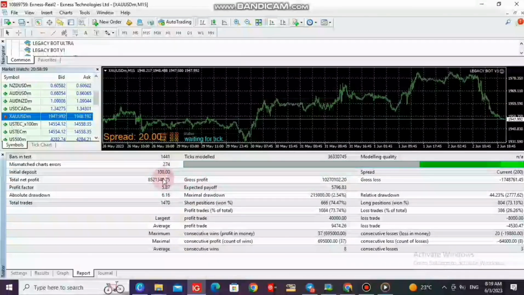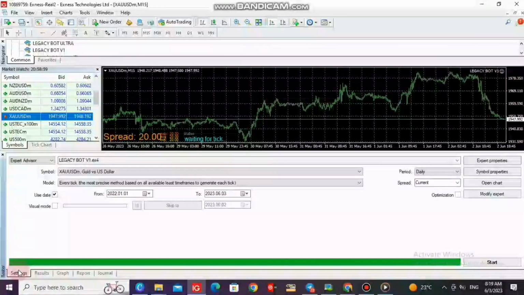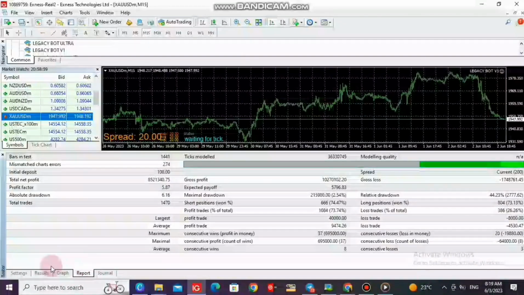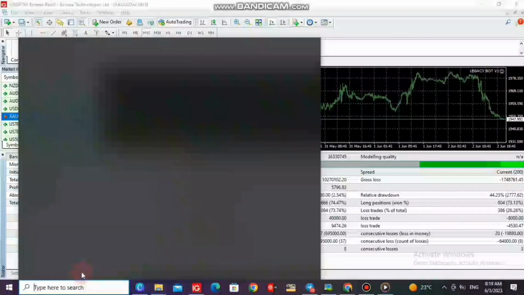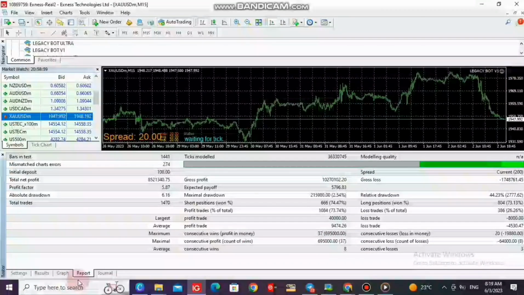So these are actually test results from MT4, using the most precise testing method. You can also read it here: every tick, the most precise method based on available lower time frames to generate every tick. So yep, these are the results using the bot on gold. Other things that I have to show you as well. The drawdown was pretty low. This is 2.54%, which is basically not bad, guys.